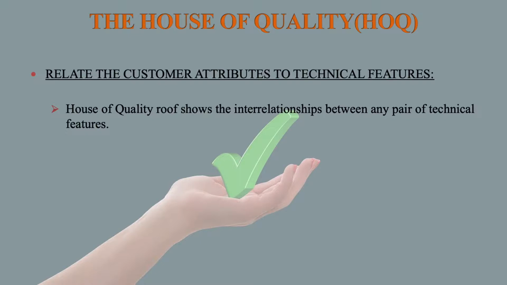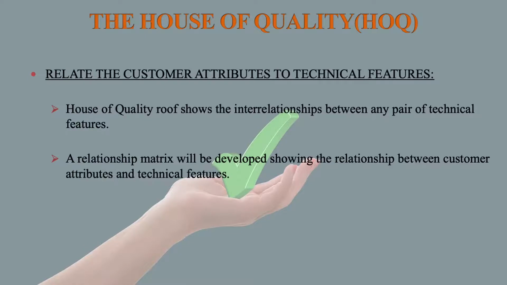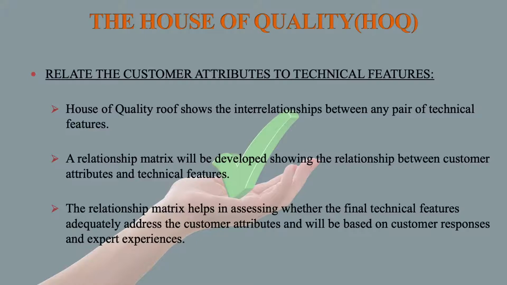Then the third point is relate the customer attributes to technical features. The house of quality roof shows, it is a house of quality we are saying, the interrelationships between any pair of technical features. A relationship matrix will be developed showing the relationship between customer attributes and technical features. The relationship matrix helps in assessing whether the final technical features adequately address the customer attributes and will be based on customer responses and expert experiences.